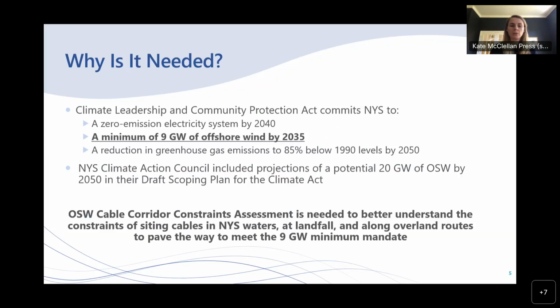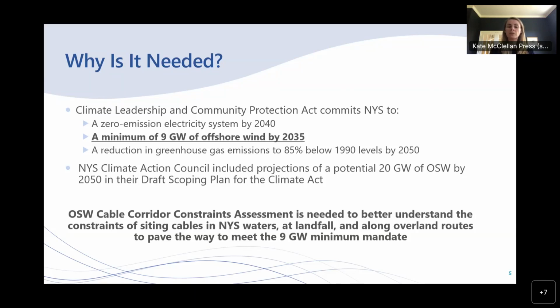So first, we wanted to go over the purpose of this assessment and provide a little bit of context. The Climate Leadership and Community Protection Act commits New York State to a minimum of 9 gigawatts of offshore wind by 2035, in the context of zero emission electricity by 2040 and a reduction in greenhouse gas emissions by 85% below 1990 levels by 2050. And the New York State Climate Action Council included projections of a potential of 20 gigawatts of offshore wind by 2050 in their draft scoping plan for the Climate Act.